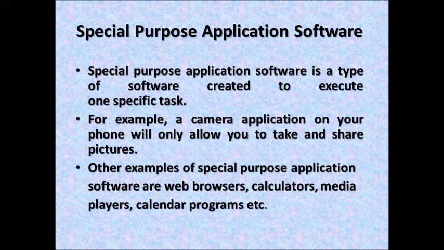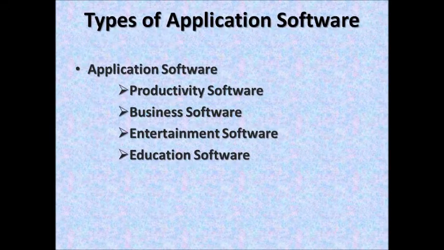Special purpose application software examples include a camera application on your phone, which will only allow you to take or share pictures. Other examples of special purpose application software are web browser, calculator, media players, calendars and programs, etc. Then we have the types of application software. The first one is productivity software, the second is business software, then entertainment software, and then we have education software.